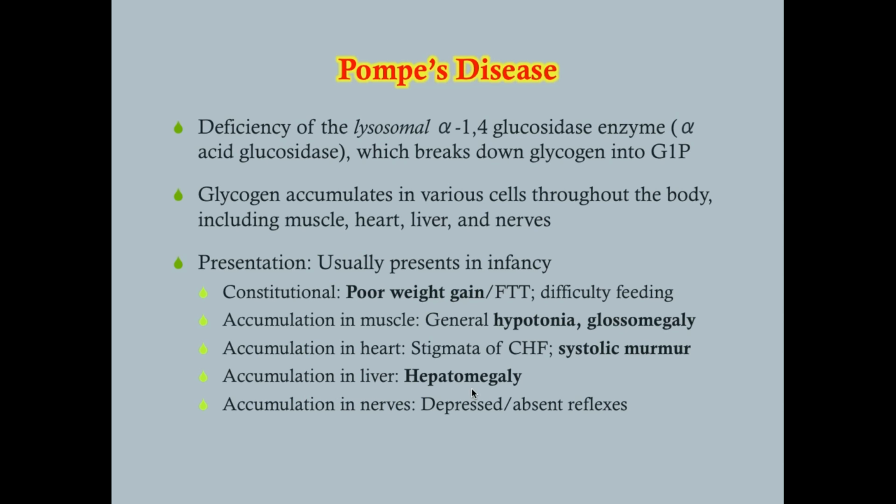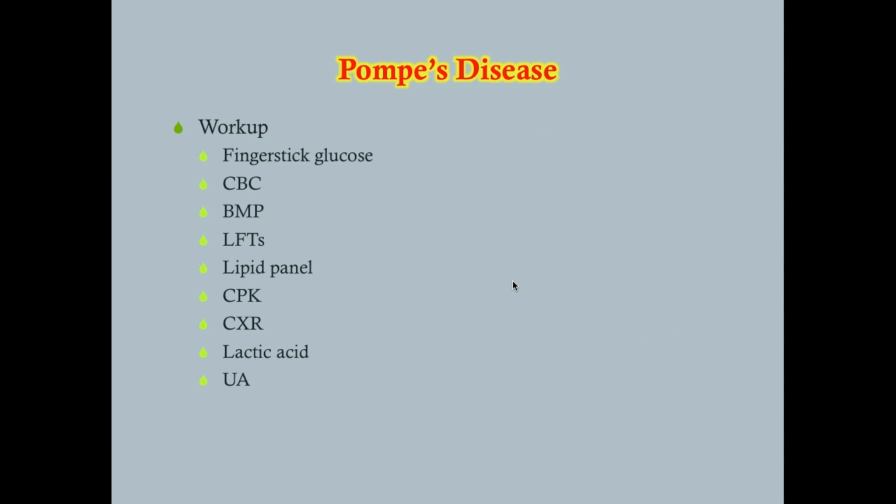Accumulation in the liver leads to a hepatomegaly, and then accumulation in the nerves can lead to depressed or absent reflexes, and the particular nerves that are affected are those bulbar cranial nerves, which are, in addition to other things, responsible for things like swallowing, and that's going to cause a difficulty feeding. They can also have gait abnormalities too, but typically this is going to present in infancy, so we're not really looking at gait. So here's our workup.